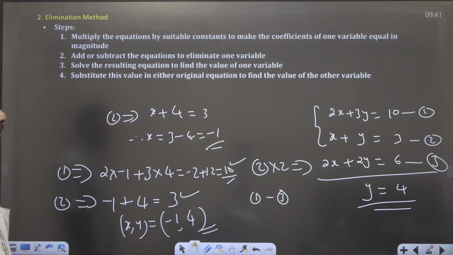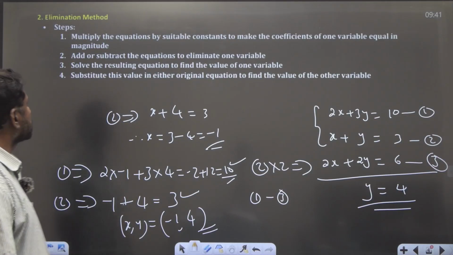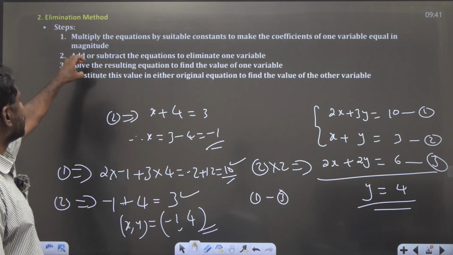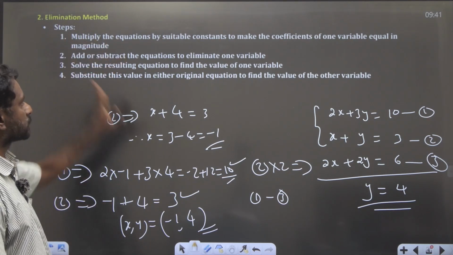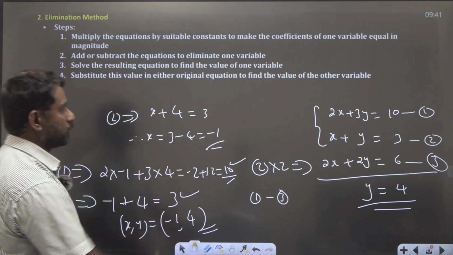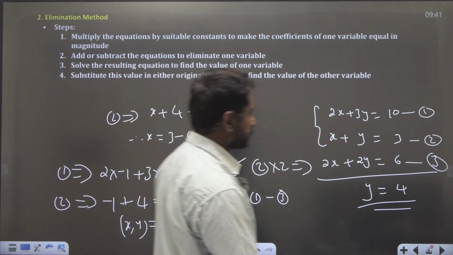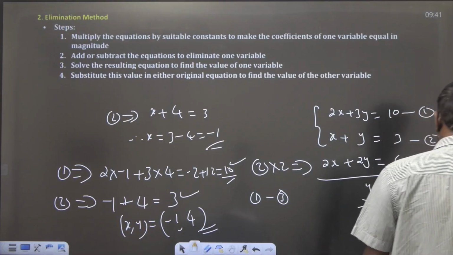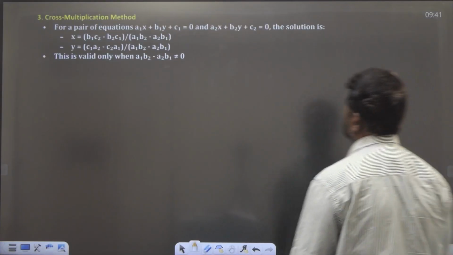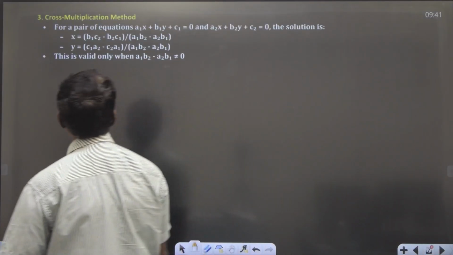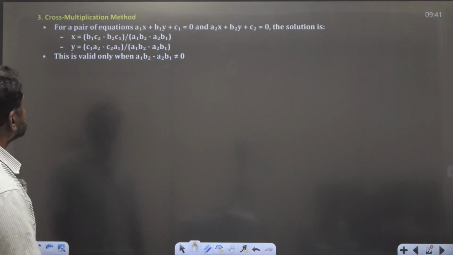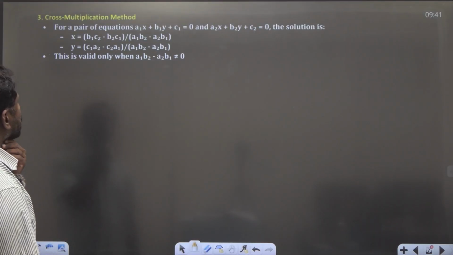This is the answer. This is the method of elimination. The steps of this elimination method are explained here. This is the working rule of method of elimination. Next is cross multiplication method.